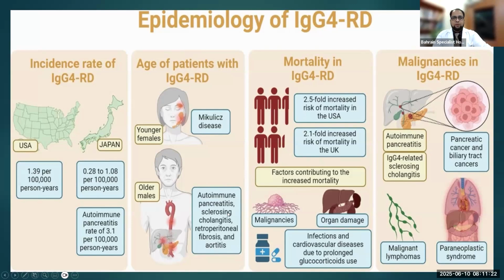So what are the factors that are contributing to increased mortality? The patient will land up in end organ damage, malignancies, infections, and cardiovascular diseases due to prolonged glucocorticoid usage. So what are the malignancies that are commonly seen? Because of autoimmune pancreatitis, we see pancreatic cancers, and because of the increased sclerosing cholangitis, we can see biliary tract cancers. And of course, lymphoma and paraneoplastic syndromes have also been documented in IgG4 related diseases.